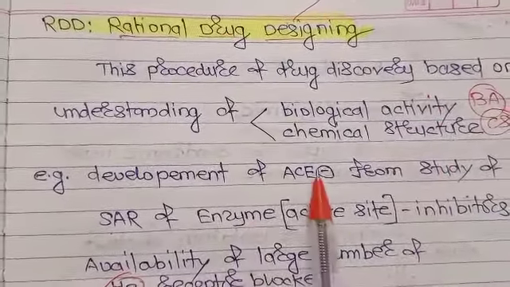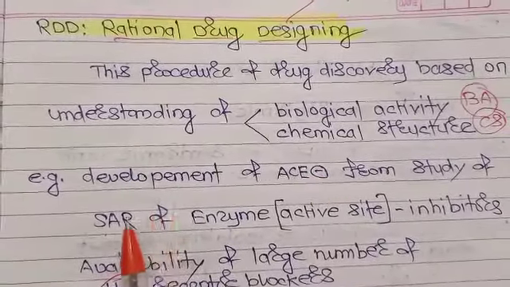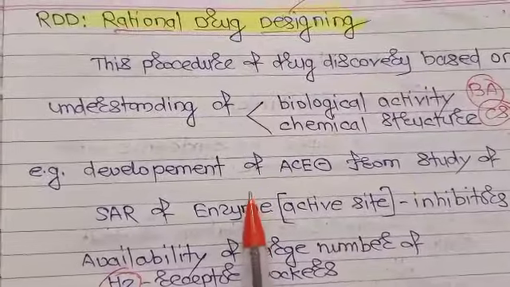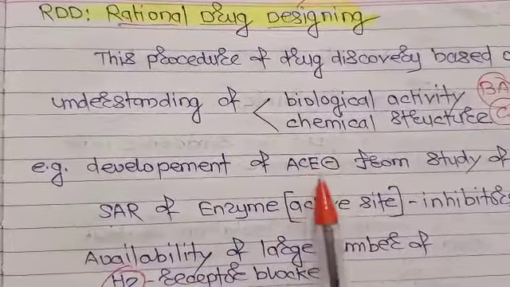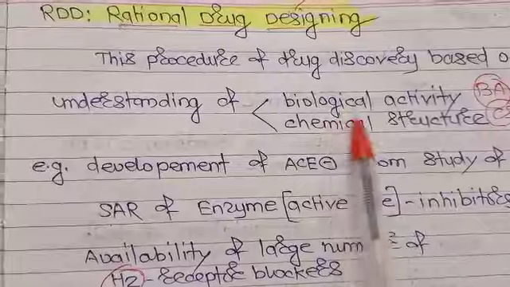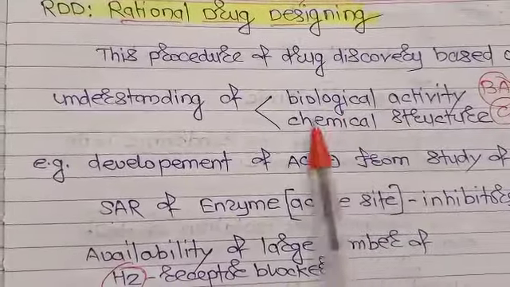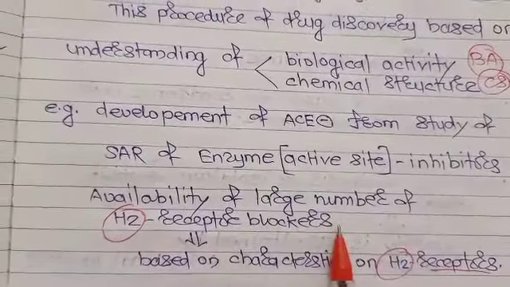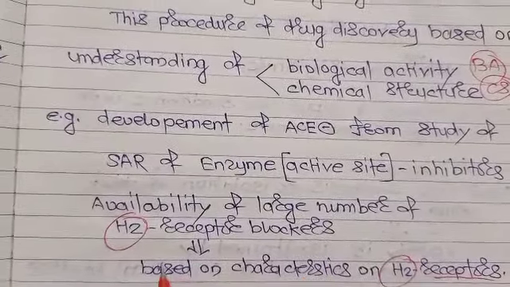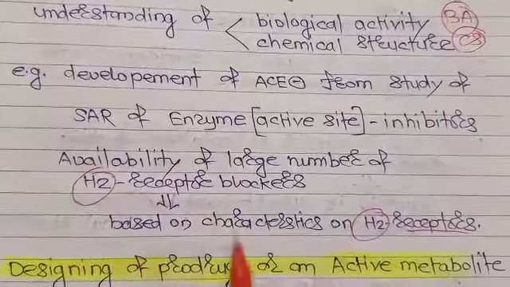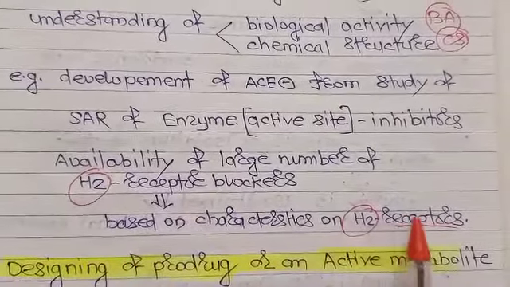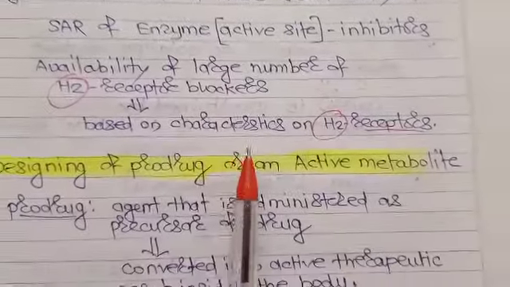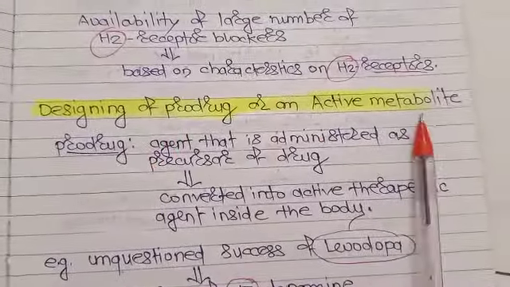It means how you develop ACE inhibitors from the structure activity relationship of an enzyme. We know the enzyme, then we have discovered the ACE inhibitors. So the drug discovery is based on the chemical structure. Then the availability of a large number of H2 receptor blockers, ranitidine, cimetidine, famotidine, based on the characteristics of the H2 receptor. First the H2 receptors are characterized, then there is the development of H2 receptor blockers. So that is rational drug designing. Then, designing of a prodrug or an active metabolite.